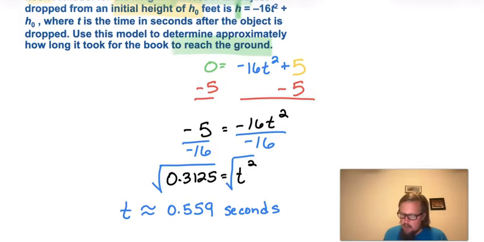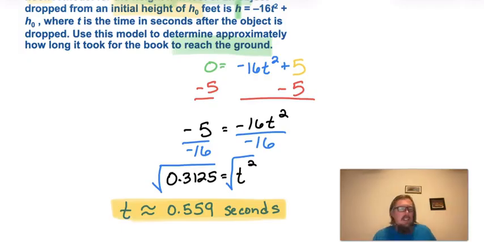There's no reason to consider the negative, because unless this book is in a DeLorean falling at 88 miles an hour, it is not going to have negative time. It's only going to have positive time. So our answer is just positive 0.559 seconds, or a little bit more than half a second.